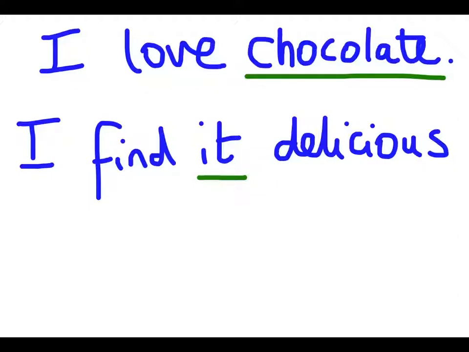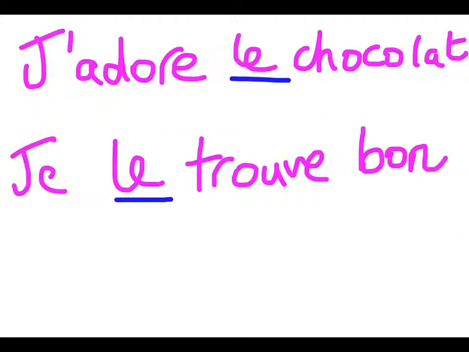If I said, I love chocolate, I find chocolate delicious, it would be a little bit repetitive. So using a direct object pronoun helps us to be more succinct in what we say and also to avoid repeating ourselves. It works in a very similar fashion in French. So if I say j'adore le chocolat, instead of repeating again the word chocolat, I can just simply use the word le. Je le trouve bon. So j'adore le chocolat, je le trouve bon. I love chocolate, I find it good.